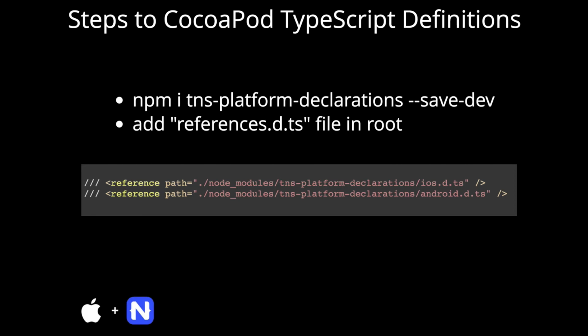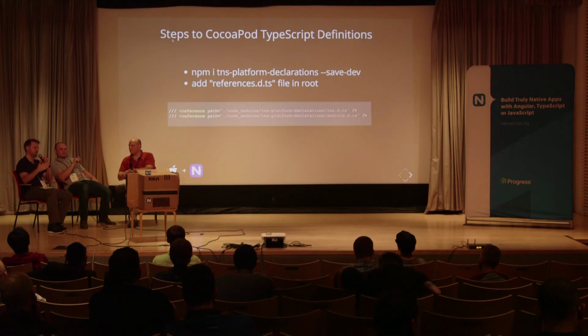And then in addition, what we want to do is add this references.d.ts file in the root. Out of the box, when you create a NativeScript project, you don't have this references file. This could change in the future, but right now there's no references file to start. So you want to add this after you add these platform declarations, and then you want to include these two references. They're basically going to reference all the definitions for all the APIs on iOS and all the definitions from Android if you're doing Android development.